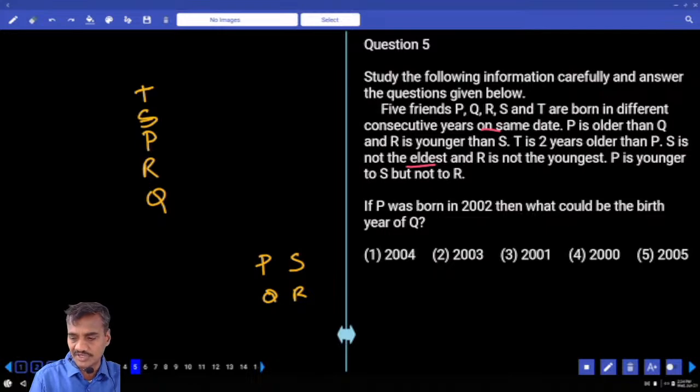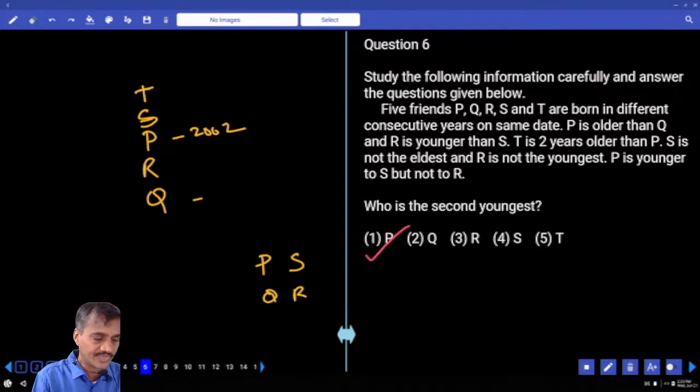Then if P was born in the year 2002. Now P 2002, then Q was born in which year? All these persons were born in consecutive years. And this Q must be born in the year 2004. Choice 1, question number 5. Then the sixth one. And who is the second youngest here? R. R, that is choice 3.